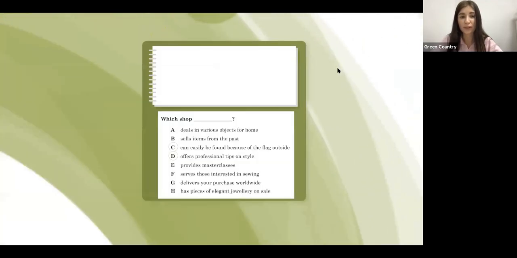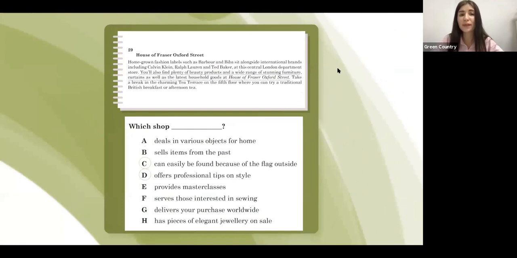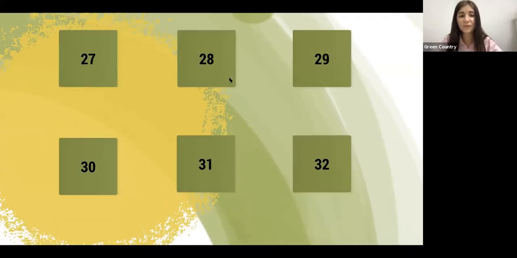Let's go to question 29 and the phrase. You will also find plenty of beauty products. So we are talking about maybe some cosmetics or makeup, a wide range of stunning furniture, curtains, as well as the latest household goods. Here we can understand that we are talking about probably housekeeping, or we can buy some furniture or interior items and so on. You think it's A. You're exactly right. So different objects for home. The word various is a synonym of the word different. Here they explain that you can find furniture, curtains, and obviously it's about the home, the house. You're right.